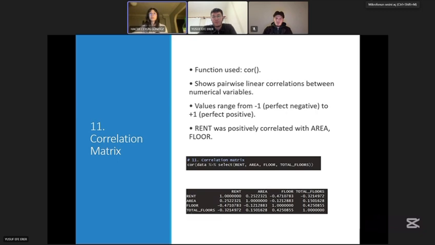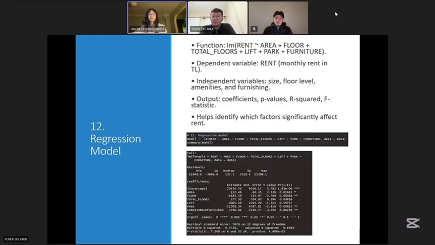The adjusted R-squared value of the model was 0.235, which means the model explains about 23% of the variability in rent. Although not very high, it shows that floor level is a meaningful factor, while area and total floors were not significant predictors.